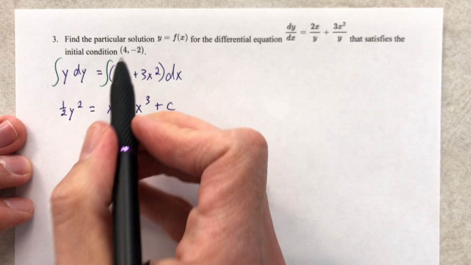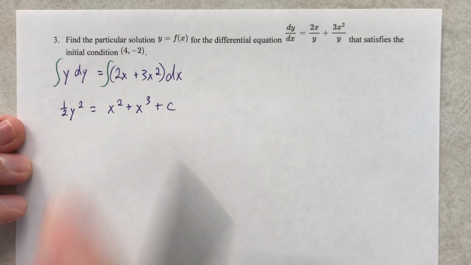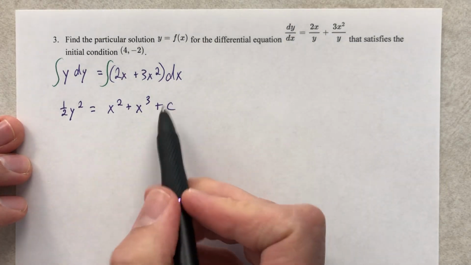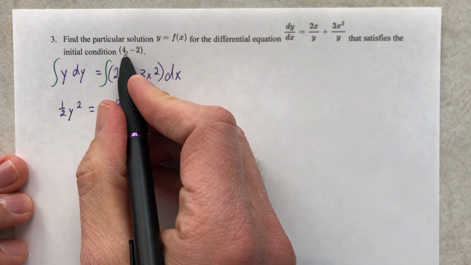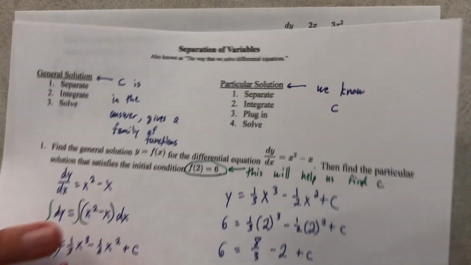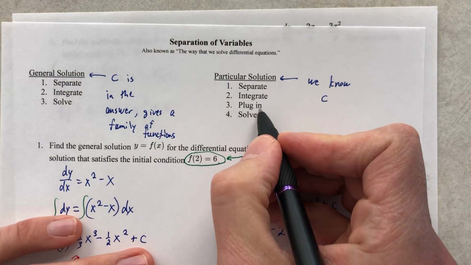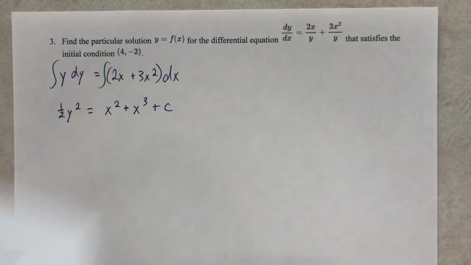We are now at the step, I'm super excited, where we can just plug in a 4 and a negative 2. You might say, oh, why don't you solve for y? Don't, because then you'll be doing things to the c and it changes. No. Just go ahead, at this point, plug in the 4 and the negative 2. If you're going to follow steps, I think we should: separate, integrate, then plug it in, then solve.